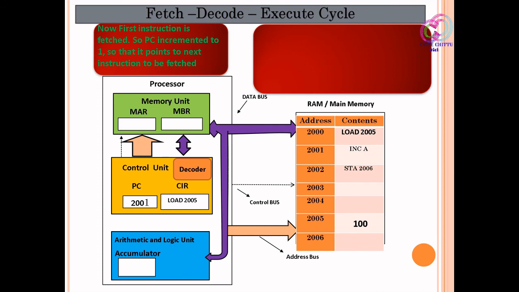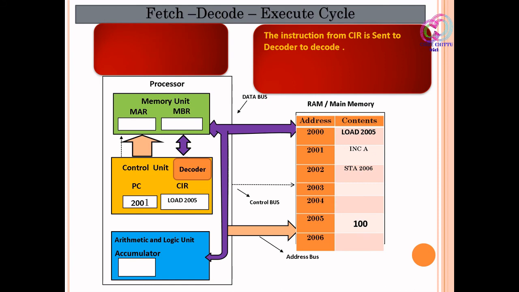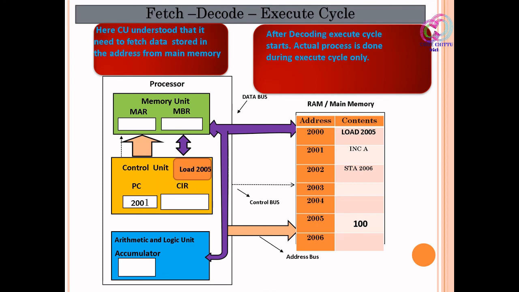Now the next step is that we have to decode it. So how will it decode? To decode, the instruction from the CIR, that is the current instruction register, is sent to the decoder. So it will go to the decoder for decoding. It will go to the decoder and be loaded into the decoder.